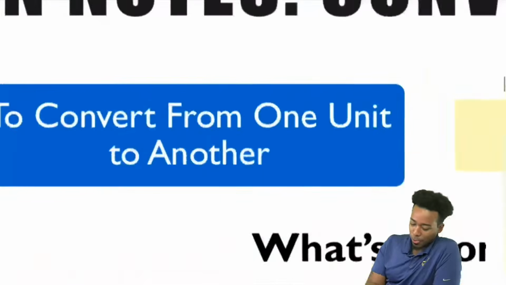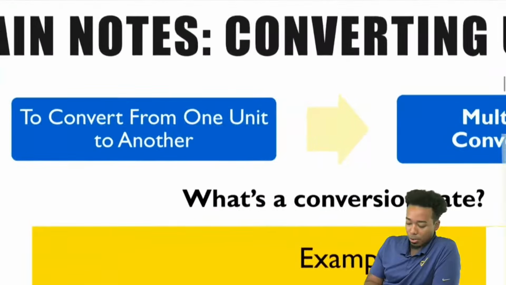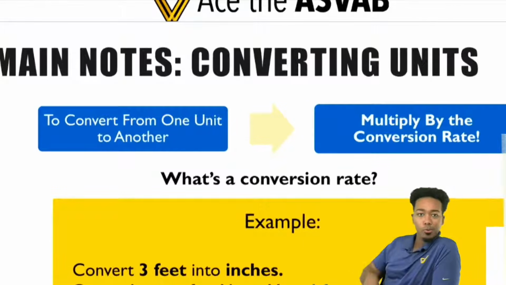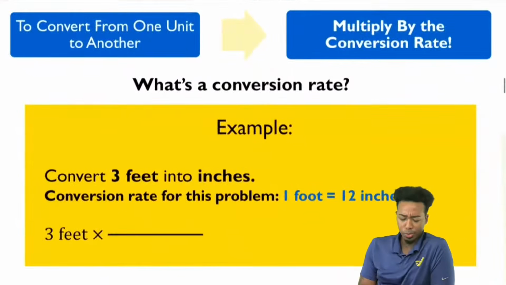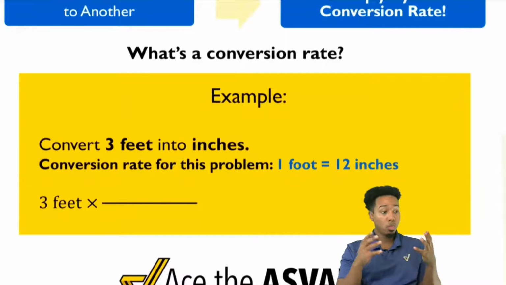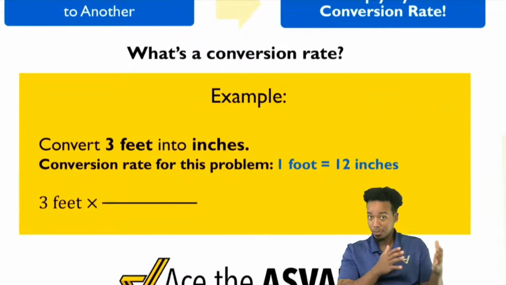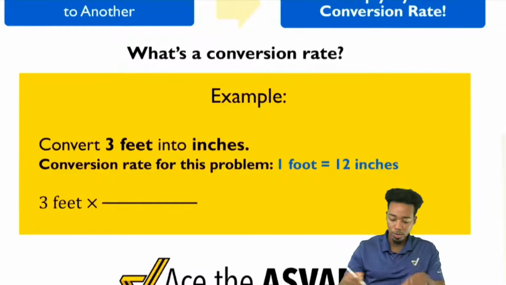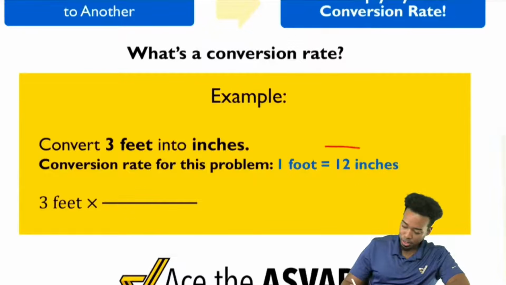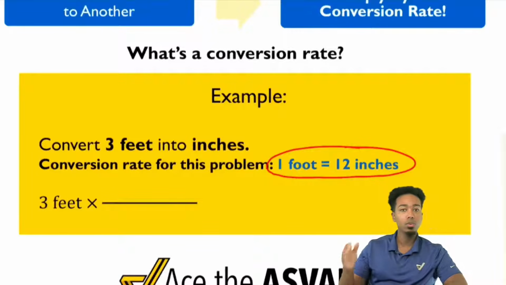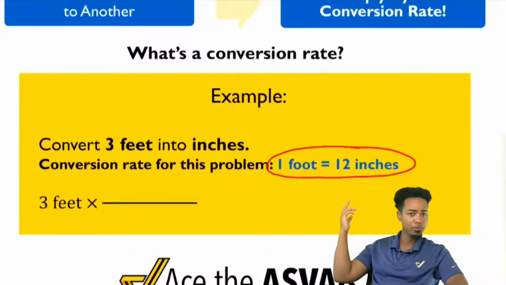Again, to convert from one unit to another, what we're going to do is our main notes for number 1 here, method number 1, multiply by the conversion rate. So the question really is, what's a conversion rate? So the thing is, a conversion rate is essentially what the conversion is for that specific problem. So there's a ton of conversion rates. To give you an example, one right up here is 1 foot equals 12 inches. That is a conversion rate. So question, yes or no? Did we know that? 1 foot is 12 inches.